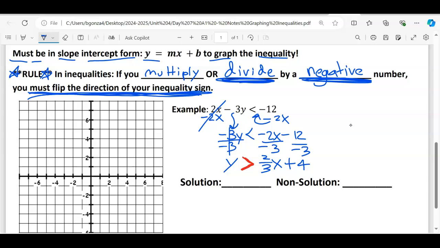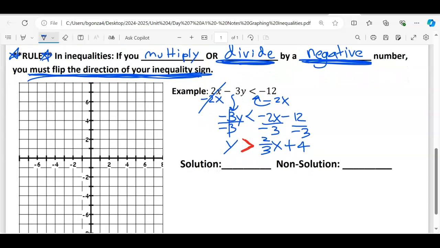Okay, now let's remember how to graph this thing. When we have y by itself, do we graph m or b first? B for beginning, right? The plus 4, go ahead and put a point at positive 4. And then my slope is 2 over 3. It's positive. So rise 2, run 3. Up 2, right 3.